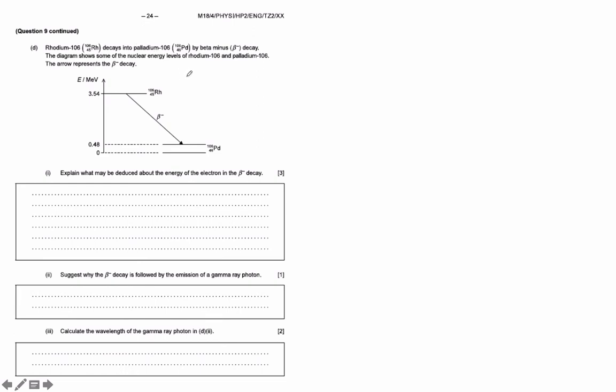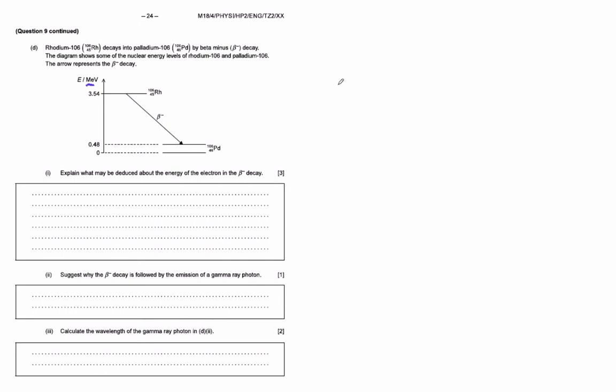By beta minus decay. The diagram shows some of the nuclear energy levels of rhodium, and these are nuclear energy levels, not atomic ones. These are MeVs. Okay, and palladium 106. The arrow represents the beta decay. Explain what must be deduced about the energy of the electron.